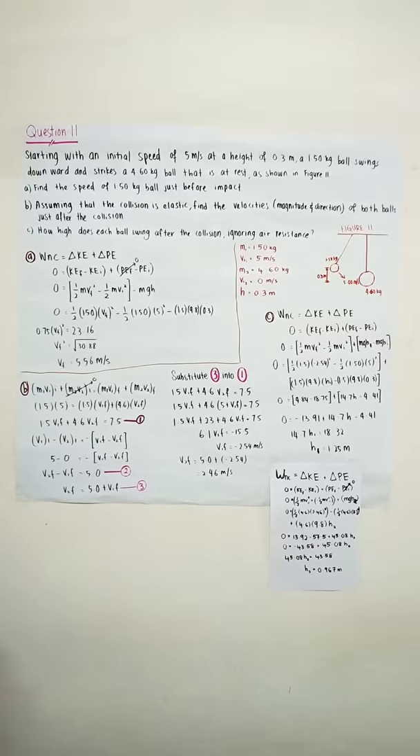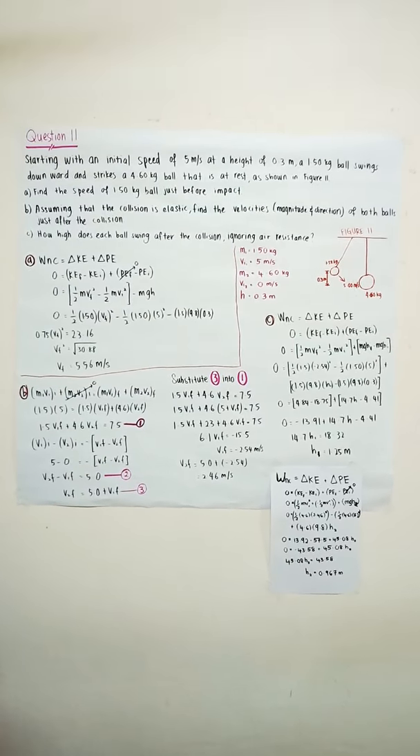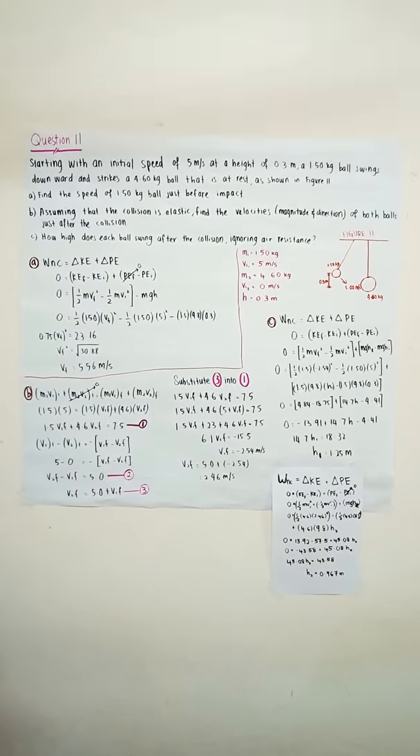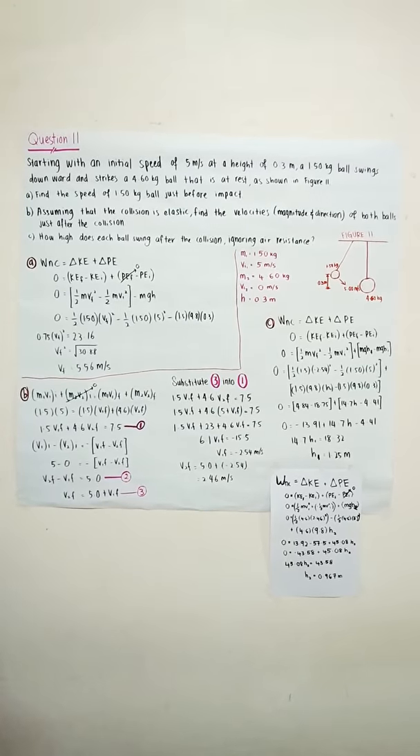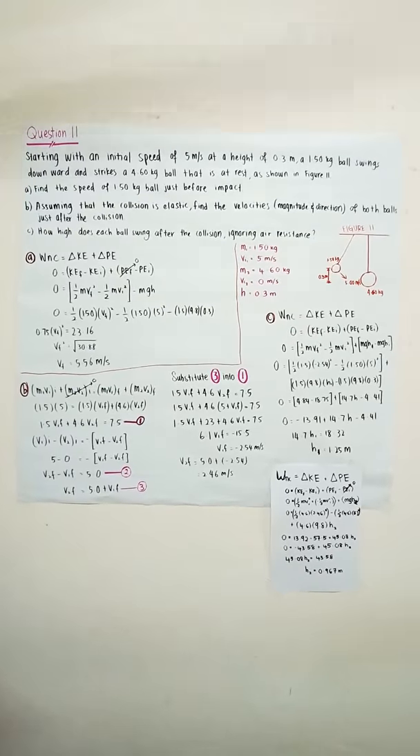And it is negative and positive because it has direction and magnitude. The velocity of the small ball is negative 2.54 meters per second and its direction is to the left, while the velocity of the big ball is 2.46 meters per second and its direction is to the right.